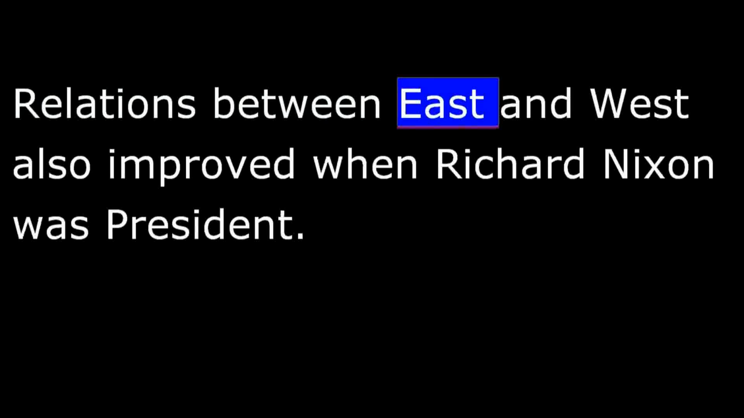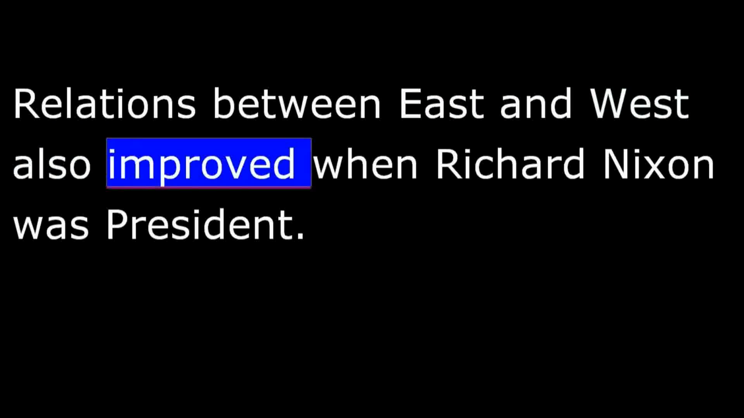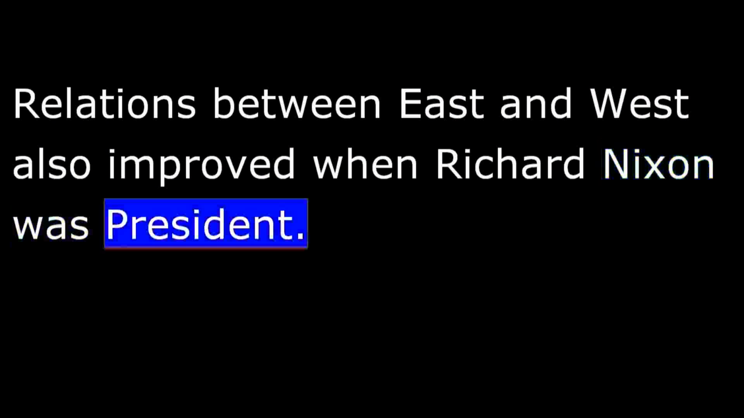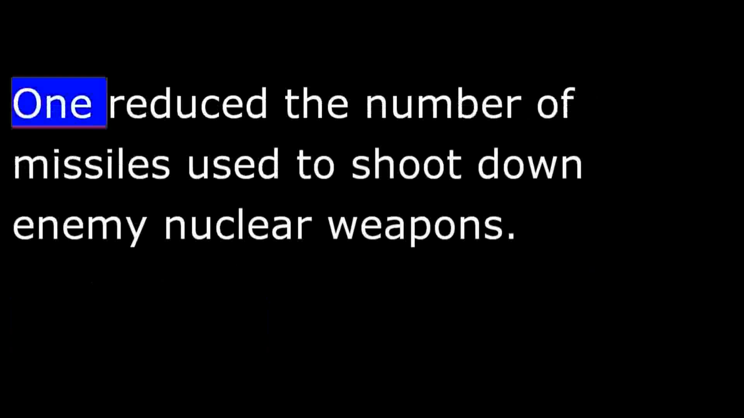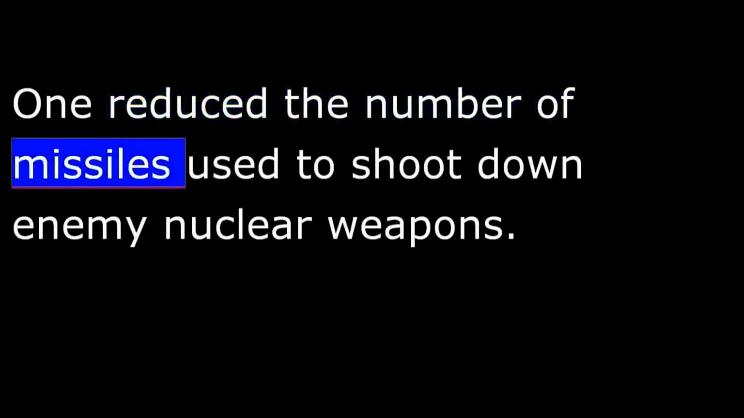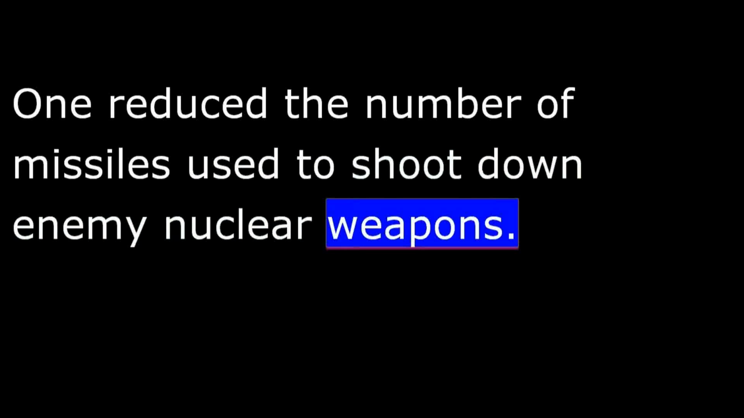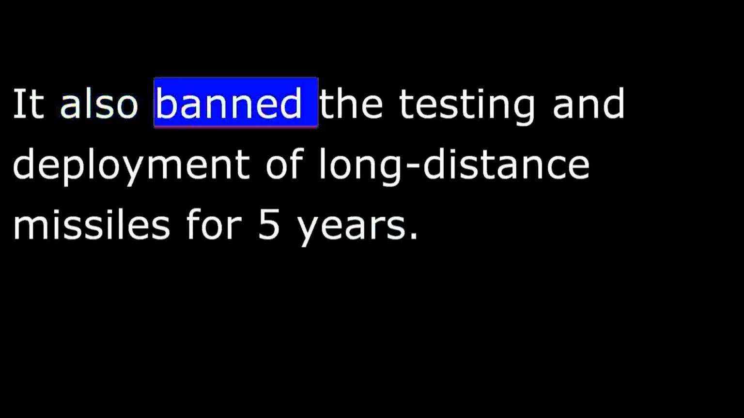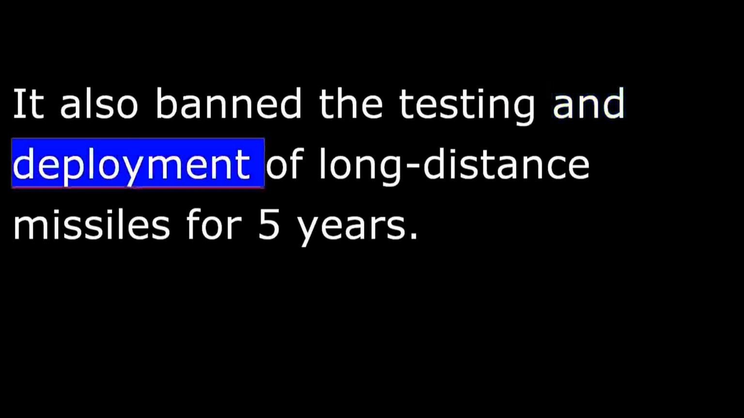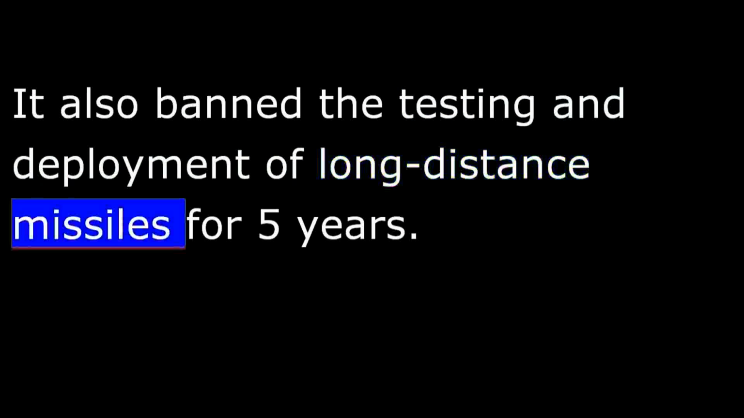Relations between East and West also improved when Richard Nixon was president. He and Leonid Brezhnev met several times. They reached several arms control agreements. One reduced the number of missiles used to shoot down enemy nuclear weapons. It also banned the testing and deployment of long-distance missiles for 5 years.